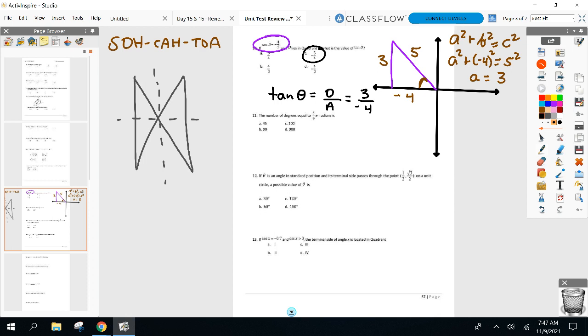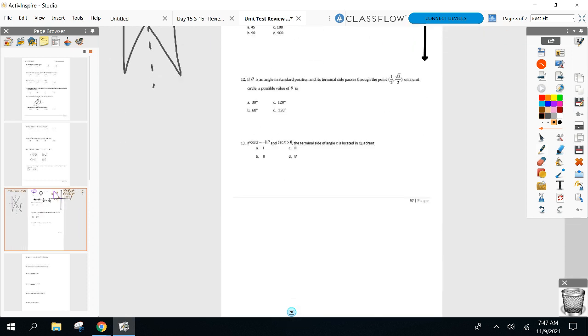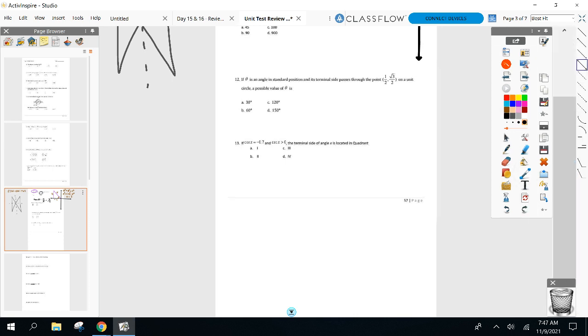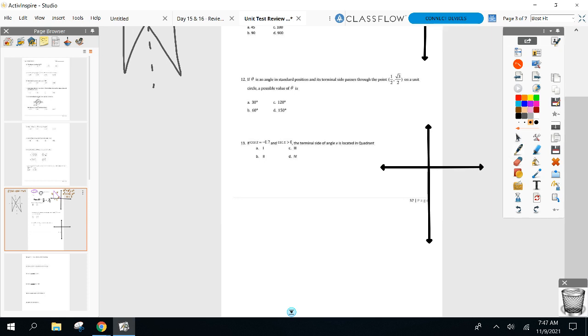All right, others, topics, or specific questions? Number 13. 13, yeah, here we go. What quadrant am I in? So let me get a little ASTC going. All right, I give a little something about cosine. It's negative 0.7. Now what's CSC an abbreviation for?